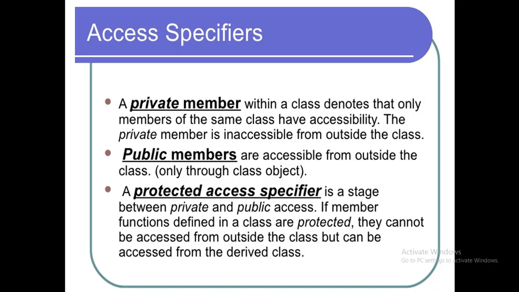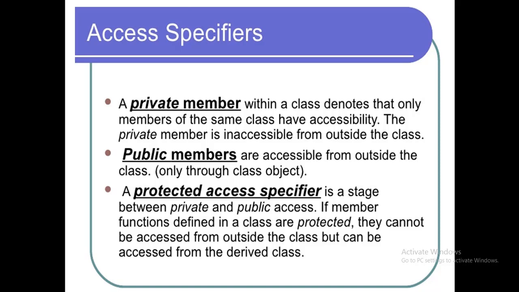So the second access specifier is public. Public members are accessible from outside the class and we can access them through the object, while we can access the private members through the getter and setter methods, as we have discussed in the previous lecture.